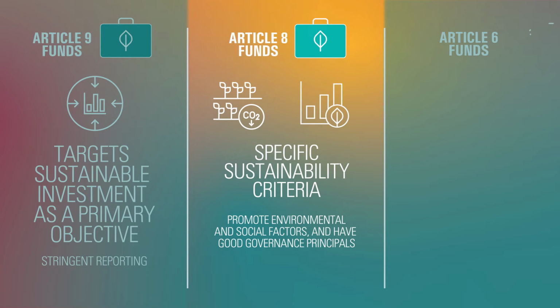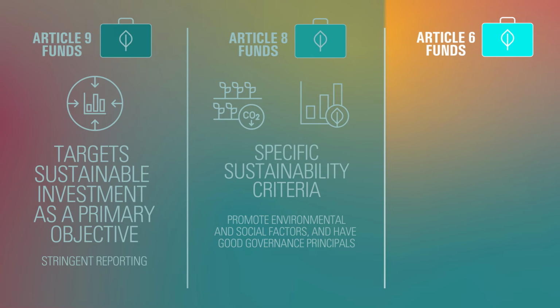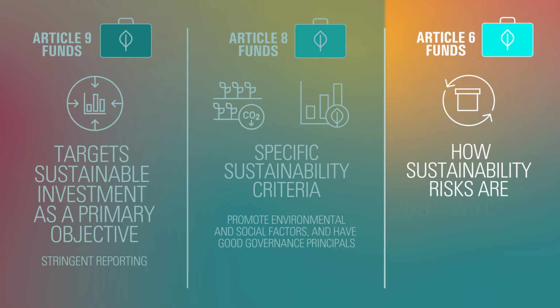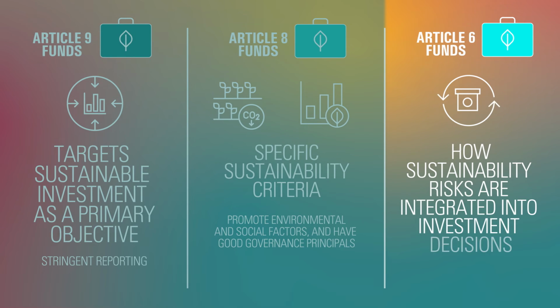The final category, Article 6 funds, have the least stringent requirements. For these funds, asset managers must disclose how sustainability risks are integrated into their investment decisions. If they deem sustainability risks not to be relevant, they must explain why.